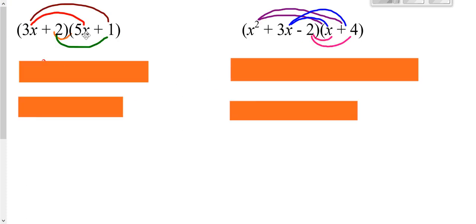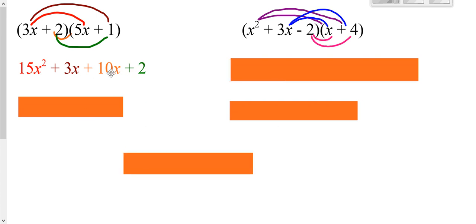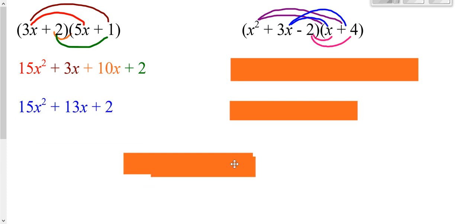So here you're going to FOIL: first terms, outer terms, inner terms, last terms. Combine together your like terms, the middle two. 3 of the x's plus 10 of the x's gives you 13 of those x's. Just bring down your other terms.